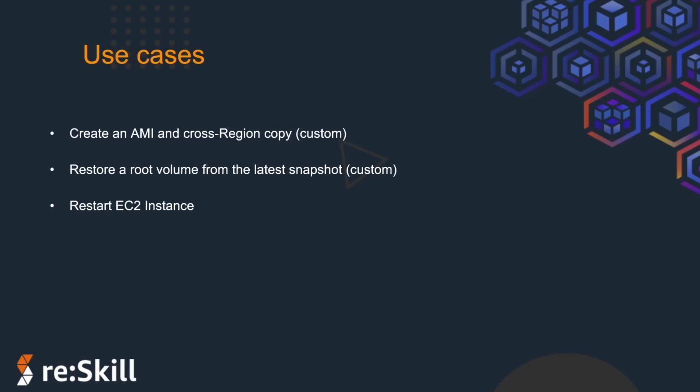We have seen everything in theory. Now let's understand a sample runbook in action. We are going to see the following use cases in today's demo. The first use case is to execute a custom document to create an AMI and copy it to some other region. The second use case is to execute a custom document to restore a root volume from the latest snapshot. And finally, we will see how to restart an instance using an automation document provided by AWS.